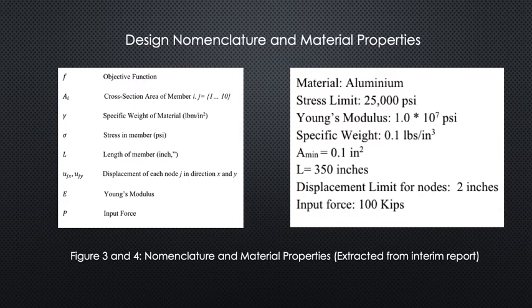So we have the constraint for the area. It should be greater or equal than 0.1 inches square, and then we have the length, the displacement limit and the input forces. In that case, a relationship between the stress and the cross-sectional area of each member must be built. Otherwise, no equations can be got in order to solve this problem.